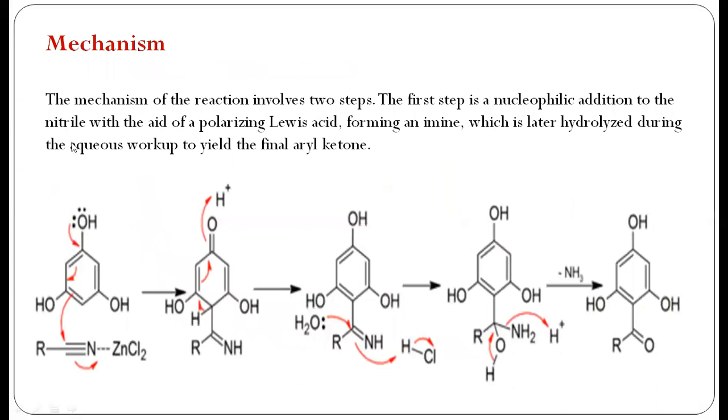If you see the mechanism, it involves two steps. The first step is a nucleophilic addition to the nitrile with the aid of a polarizing Lewis acid, forming an imine group, which is later hydrolyzed in aqueous conditions, finally yielding the ketone group. As we know, we can take benzene as a reactant, or OH-substituted benzene compounds, because these OH groups are electron donating groups.